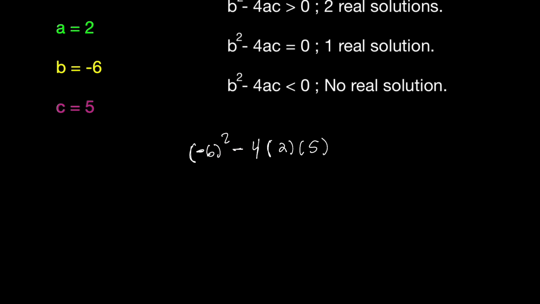-6 squared is going to give me +36. And now I can multiply these 3 quantities together. -4 times 2 is -8, and if I multiply by 5, I'm going to get -40. And 36 minus 40 gives me a -4. So my discriminant is -4. Now, since I got something that's less than 0, I'm going to get no real solutions.